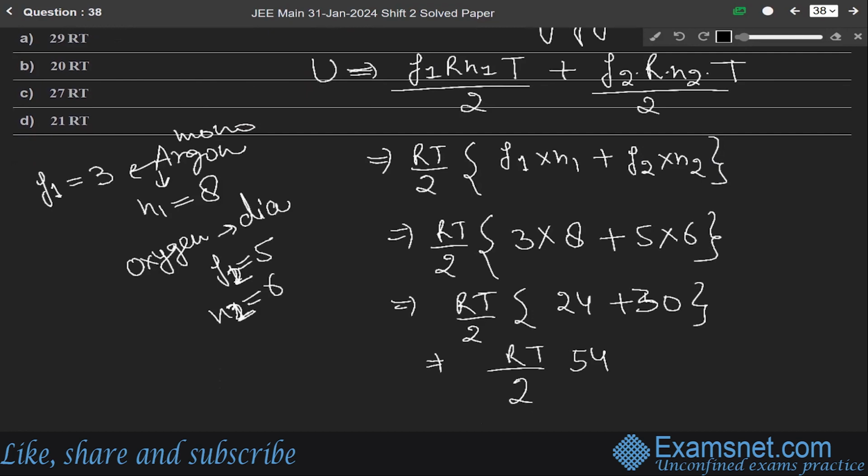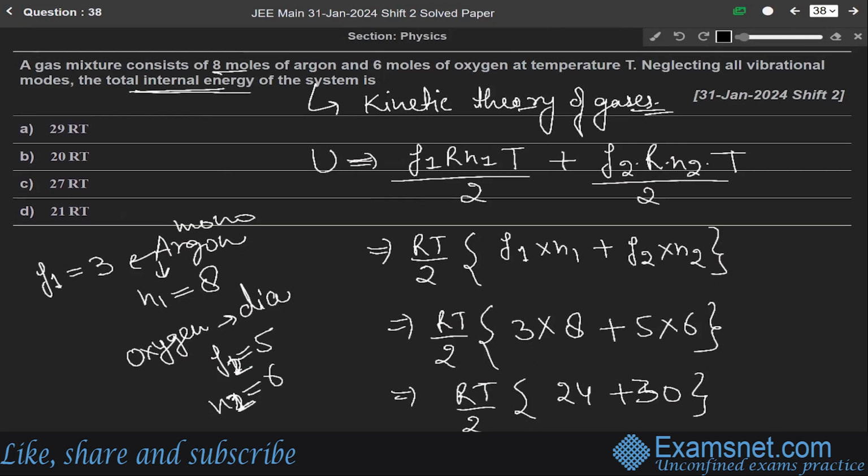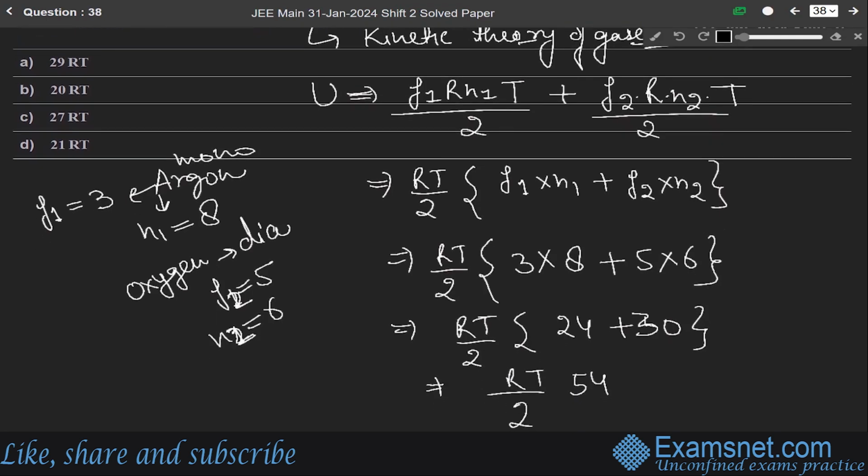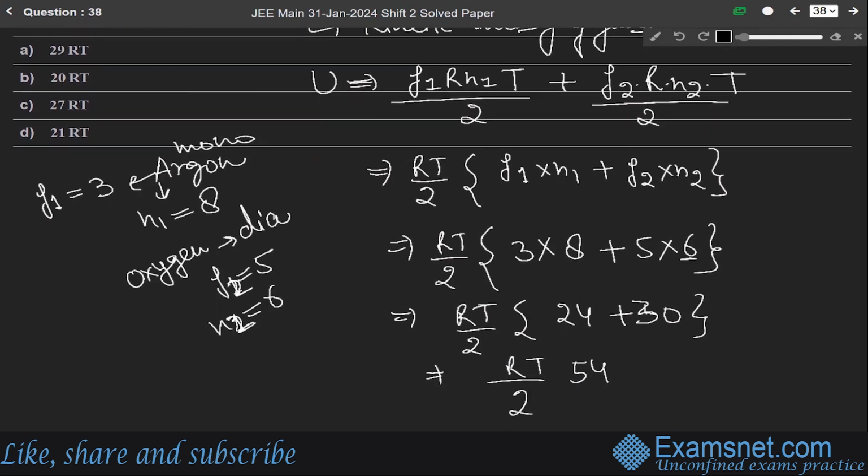54 now, and argon is what? 8 moles of argon and 6 moles of oxygen at temperature T. 6 moles of oxygen means 6 times 5 is 30, 8 times 3 is 24. So we get 54 RT by 2, which means 2 2s are 4, 1 5, 2 7s are 14. Okay, we get 27 RT. So our answer is option C, 27 RT.